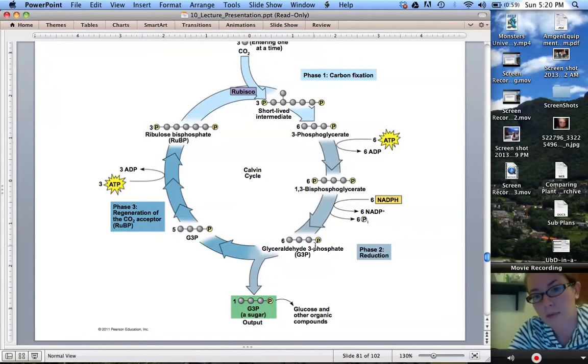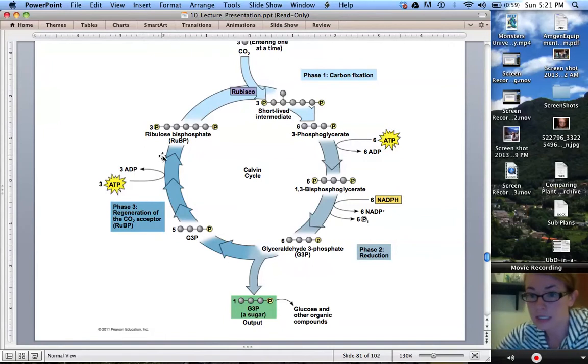So here we have 5 G3P molecules, so we have 5 3-carbon molecules, and those get regenerated back into RuBP. So here we have 15 carbons, 5 3-carbon molecules. Here we have 15 carbons in 3 5-carbon molecules. So this step is called regeneration of the CO2 acceptor. So we're regenerating RuBP, and it also requires some ATP to turn these 5 G3P molecules into 3 RuBP molecules.